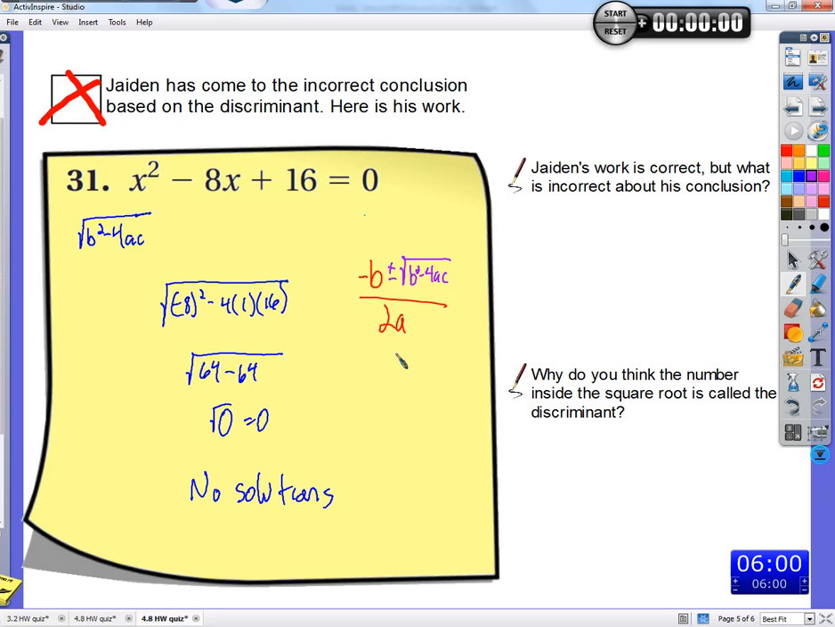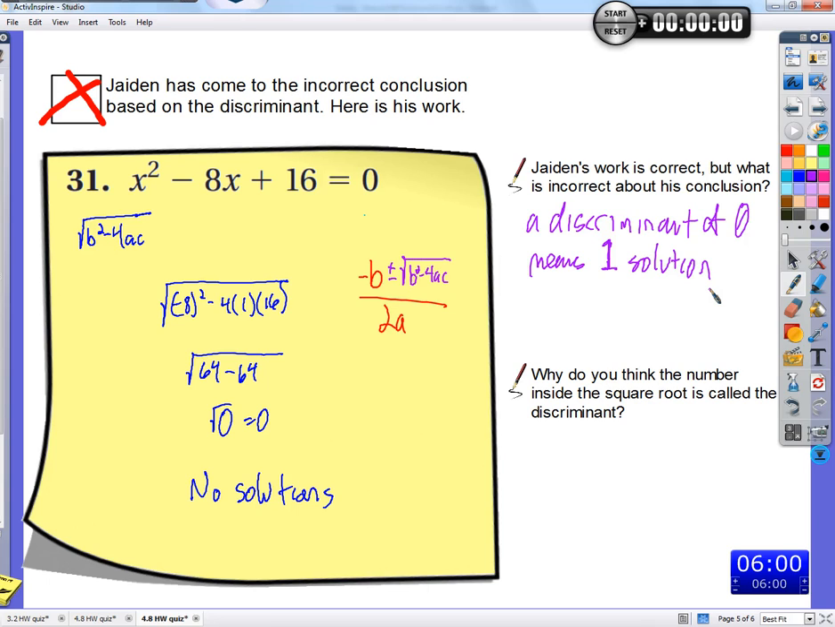Okay. So a discriminant of zero means one solution, because we're adding and we're subtracting zero. It's not changing the value of the numerator at all. Okay, so we've discussed how we can look at the number inside the square root and make sure it tells us about the solutions. We just found out if you ever get a zero, then you only get one solution, whatever negative b over 2a is, that's it.